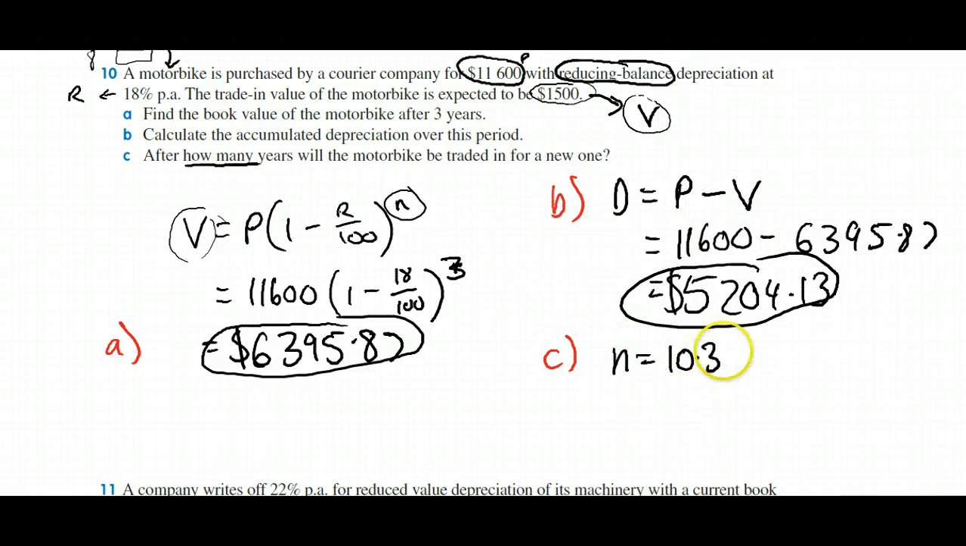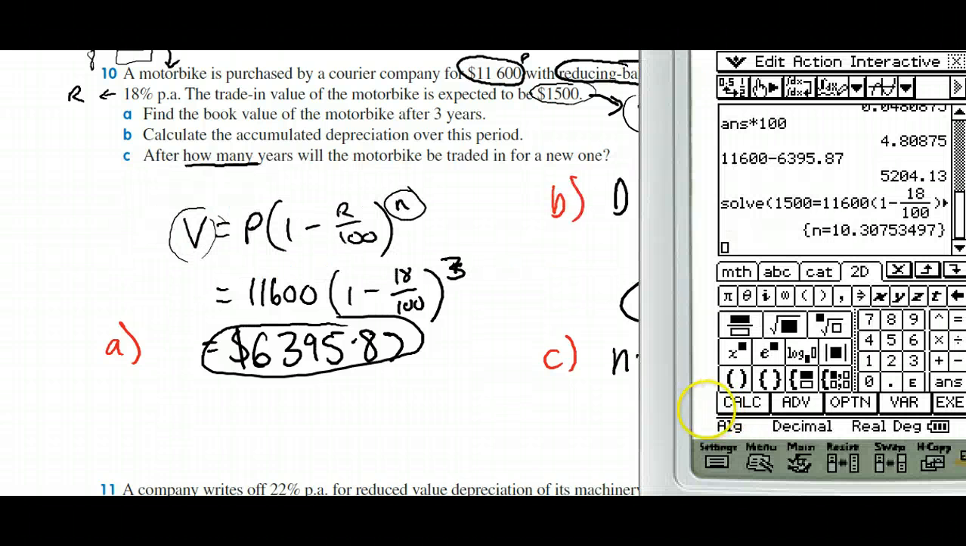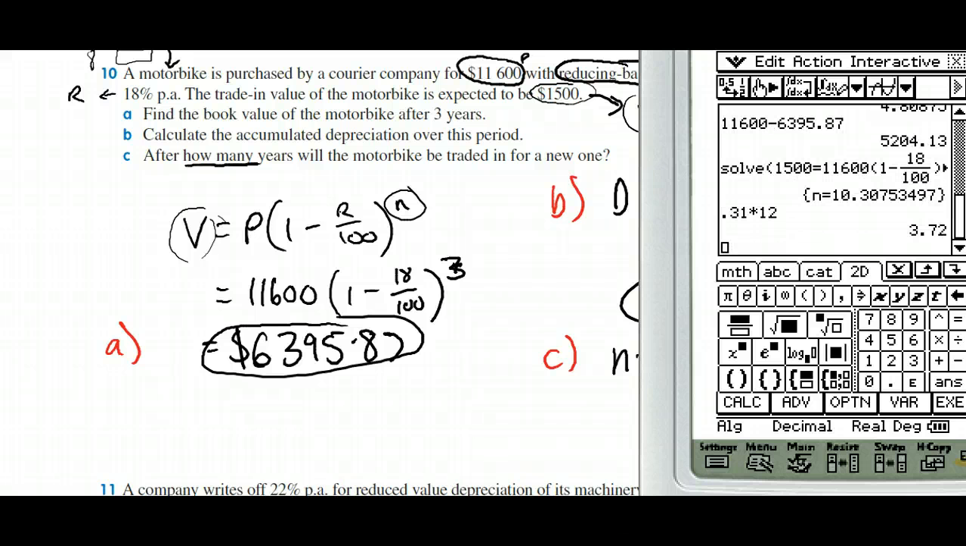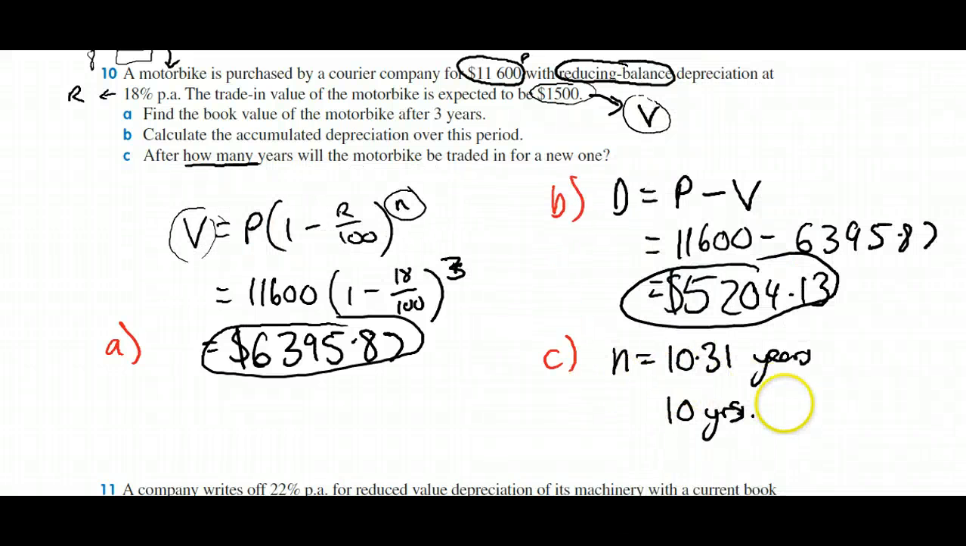N equals 10.31 years. And usually we like to express things in terms of years and months, because 0.31 of a year doesn't mean much. So we'll times 0.31 by 12, turn it into months, 3.72 months. Or we'll just round it off to 4 months.